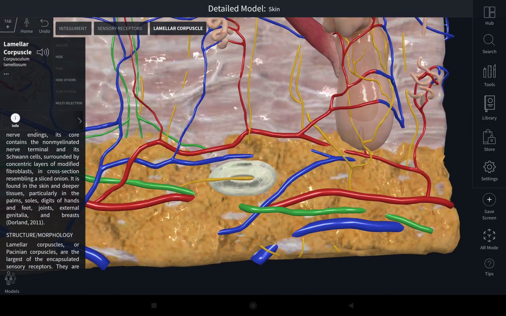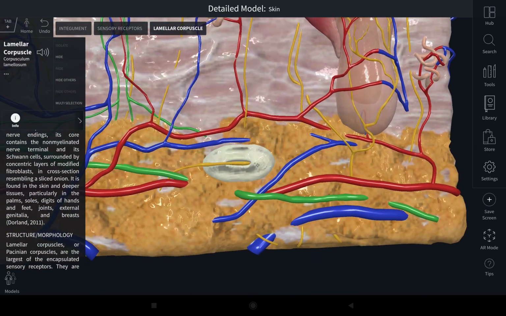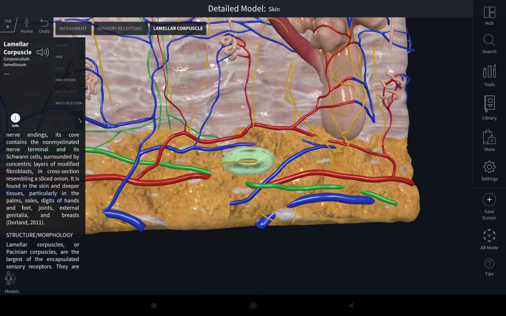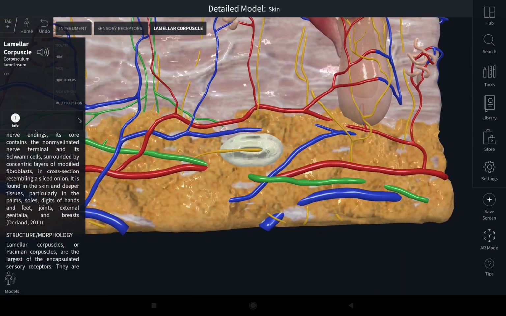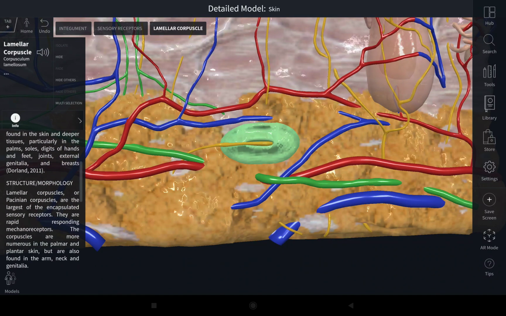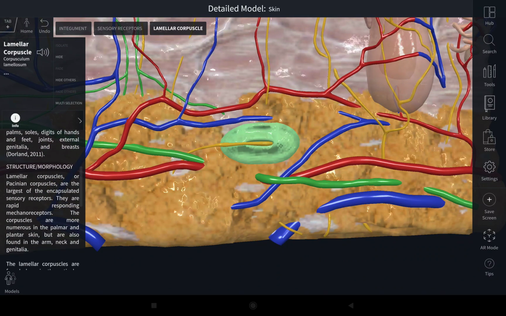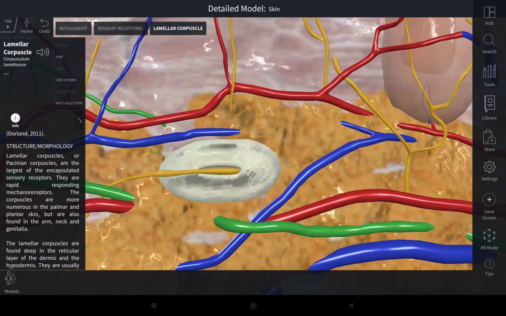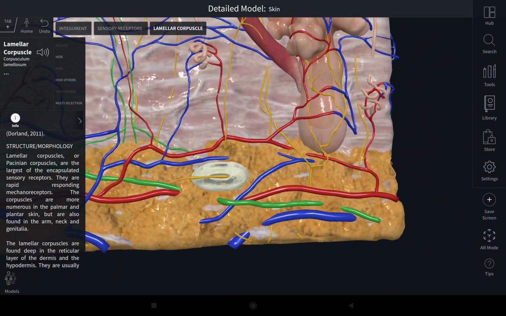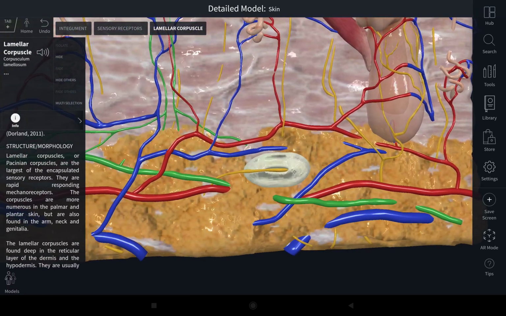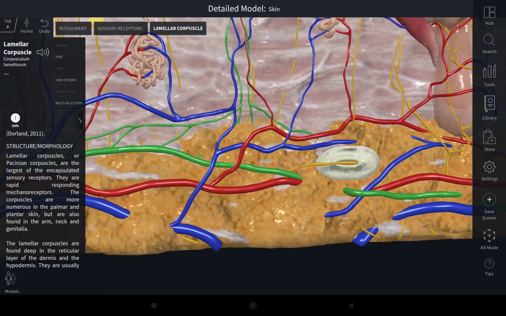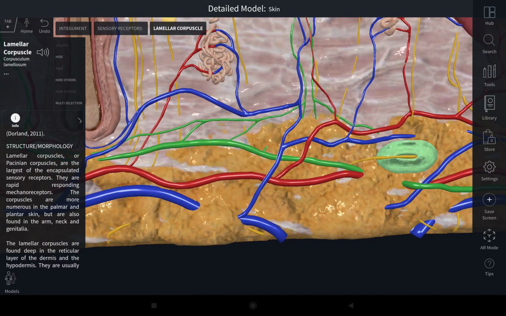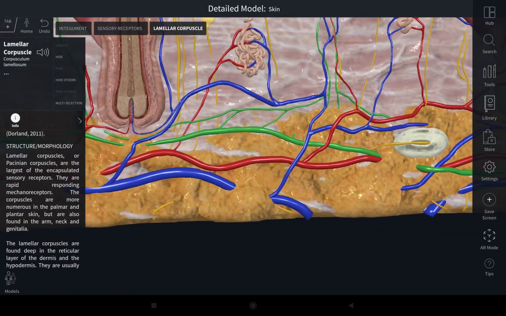It is found in the skin and deeper tissue, particularly in the palms, soles, digits of hands and feet, joints, external genitalia, and breasts. Lamellar corpuscles, or Pacinian corpuscles, are the largest of the encapsulated sensory receptors. They are rapid responding mechanoreceptors. The corpuscles are more numerous in the palmar and plantar skin, but are also found in the arm, neck, and genitalia.